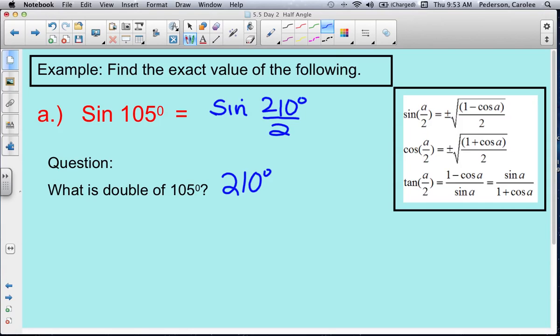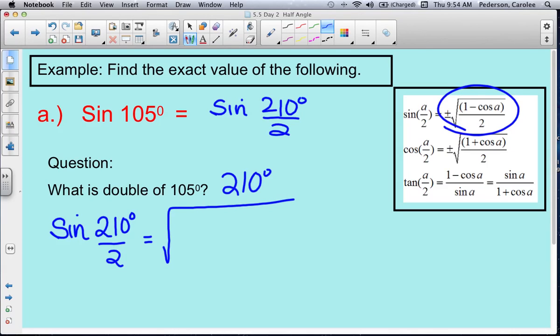If we look over on the right in our box, which formula am I going to choose? The first, second, or the third one? The first one. So now I say the sine of 105 degrees is the same thing as the sine of 210 degrees over 2. And now I just substitute it into the formula. The square root of 1 minus the cosine of 210 degrees over 2.